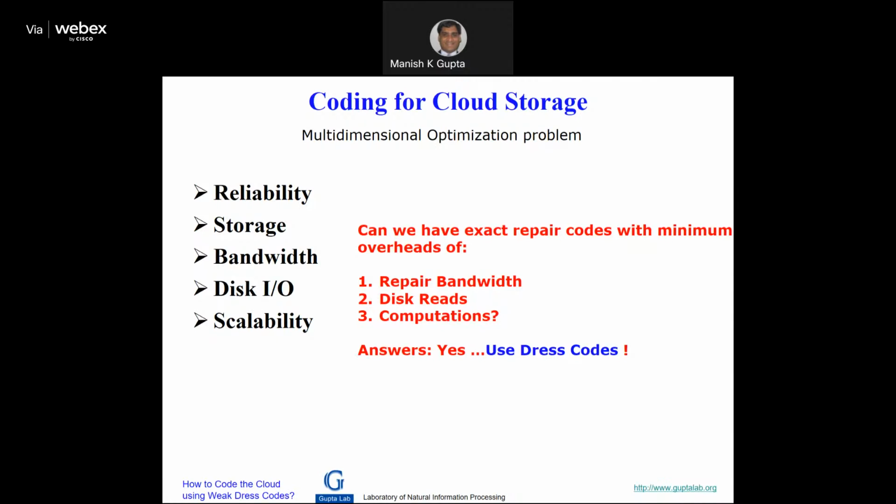So these are the things when as a cloud engineer you are thinking about how to provide reliability, and of course security is also one of them which you can add. And I think you know that now in cloud security, FHE, fully homomorphic encryption, is a very important technique. I think some people are working with me on that, but anyway, that's something interesting. So the question is, can we have exact repair codes with minimum overheads of repair bandwidth, disk I/O, and computations? The answer is yes. You can use what is known as Dress codes. Let me show you what the Dress codes are.